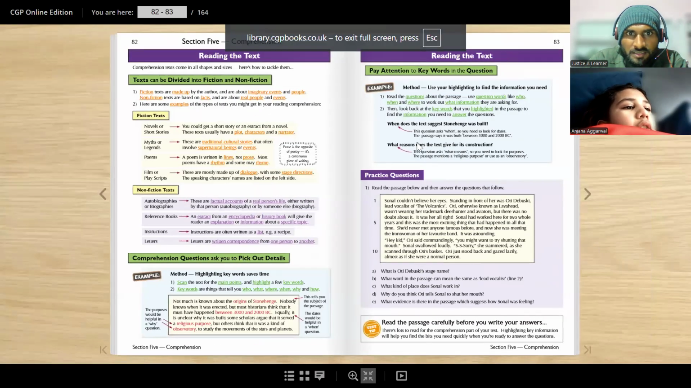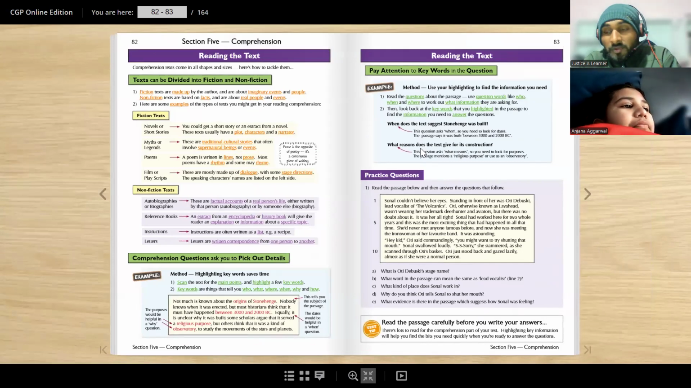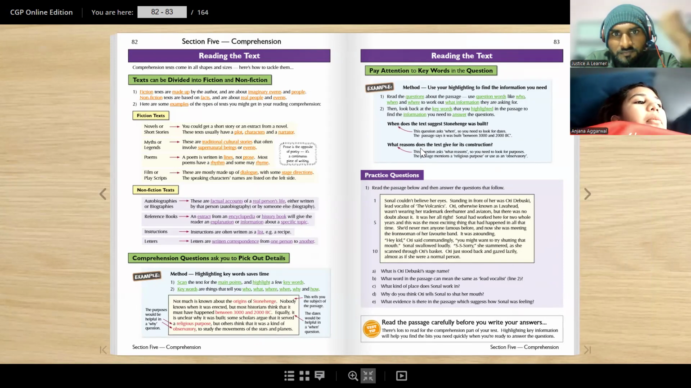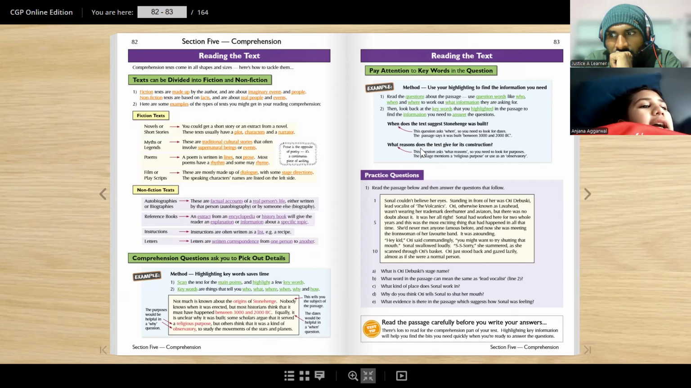Yes. So this is about comprehension, section 5. We can go through some of these tips and headings; you can read this. Reading the text. Comprehension texts come in all shapes and sizes. Here's how to tackle them. Text can be divided into fiction and non-fiction. Fiction texts are made up by the author and are about imaginary events and people. Non-fiction texts are based on facts and are about real people and events. Here are some examples of the types of texts you might get in your reading comprehension.